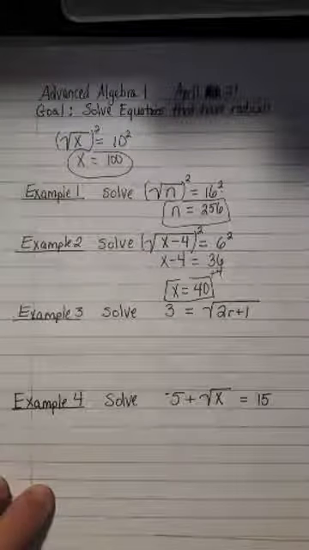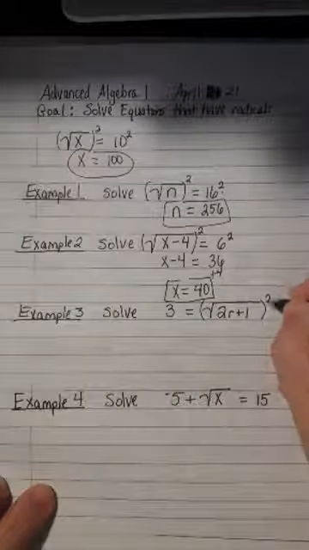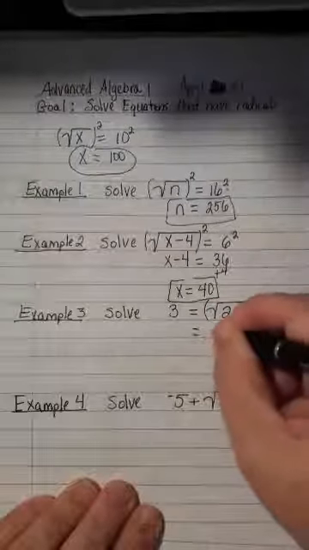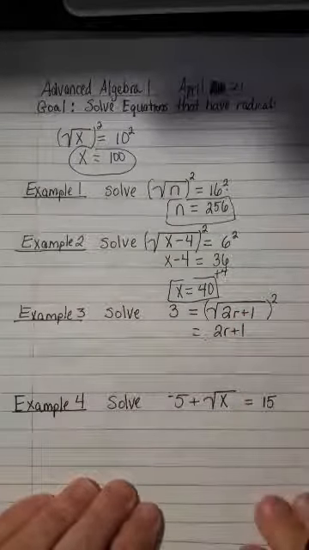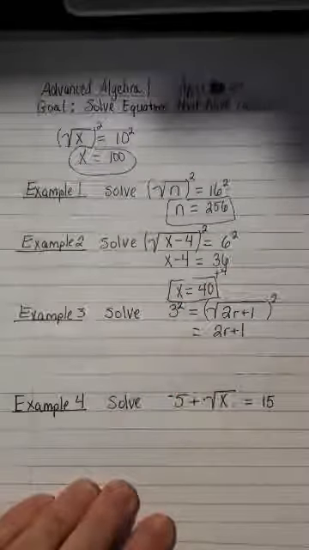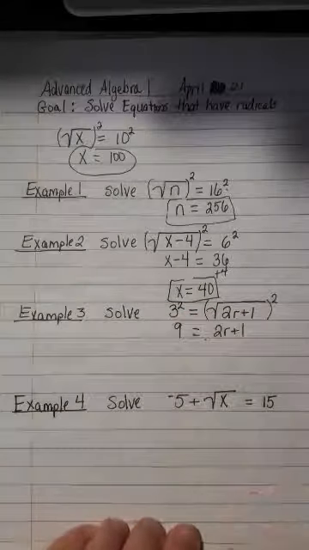So we're going to go ahead and square this right side to make the square root cancel out. And when you do, you get 2r plus 1. Whatever's on the inside there is just what you write down. Then you have to square this left side. 3 squared is 9. And then you're ready to solve that two-step equation.